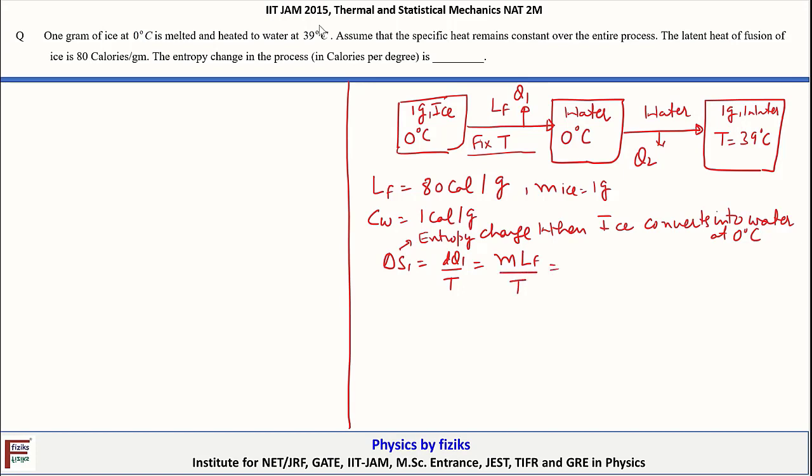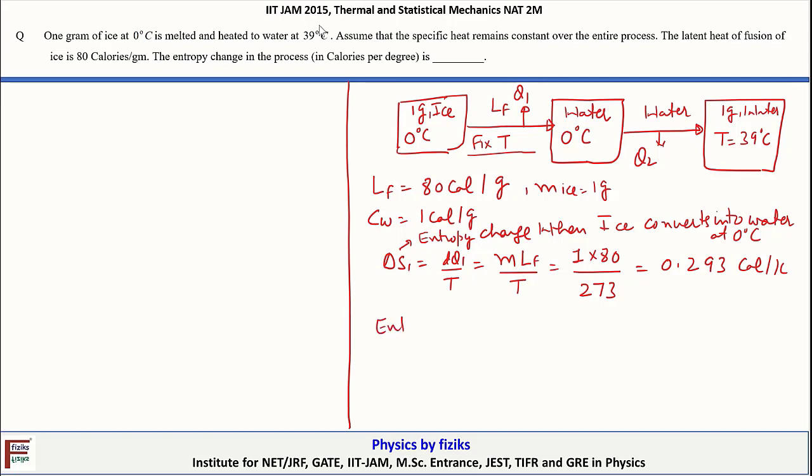So if you substitute those values, 1 into 80 divided by the temperature, which is 0 degrees Celsius, which is equal to 273 Kelvin, this comes out to be equal to 0.293 calorie per Kelvin.